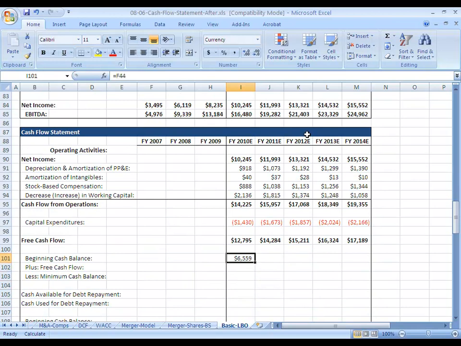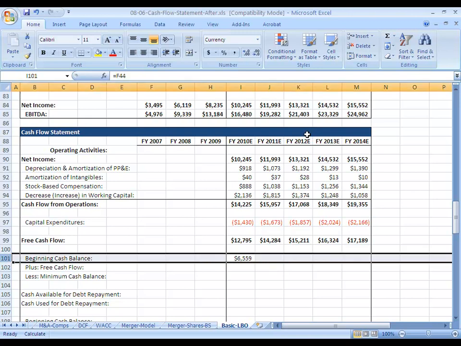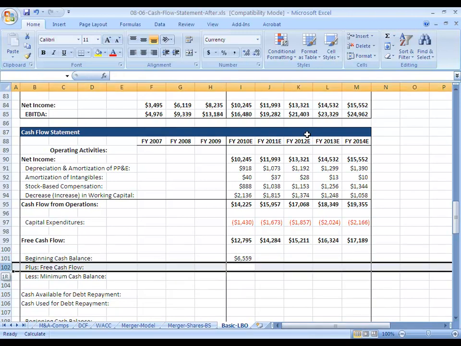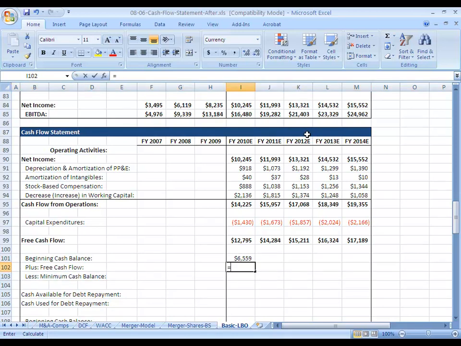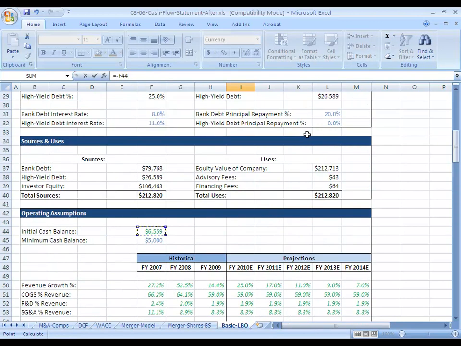And so the basic approach here is to figure out how much cash we can use to repay debt. We take how much cash we started with, we add how much cash we generate, and then we subtract the minimum amount of cash that we need to keep on our balance sheet at all times. So if we go in and add our free cash flow here, we'll just link to that. Then we want to subtract our minimum cash balance. So I'm going to use a negative sign and then go once again all the way to the top and press F4 to anchor this minimum cash balance cell.